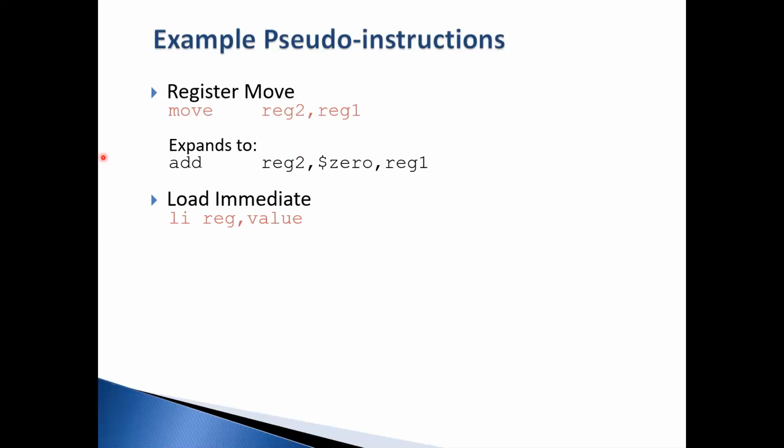How about this one? Load immediate. So I'm going to load the value, which is a constant, into a register. Again, this is a pseudo because it's not really following the conventional format 1, 2, 3, 4. And also, we have existing instructions to actually do the process, right?